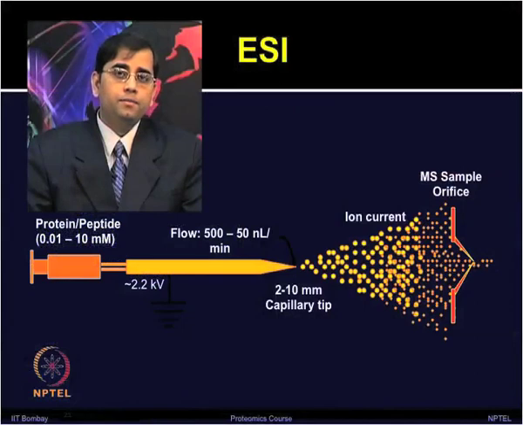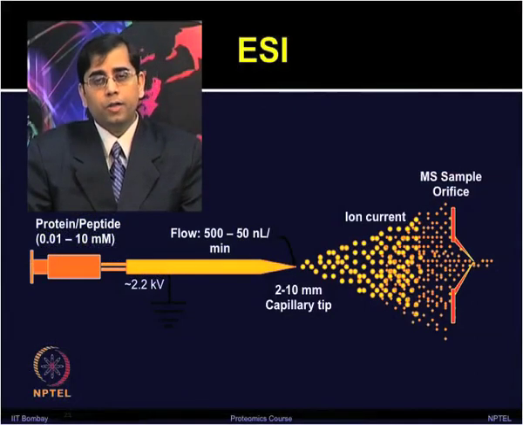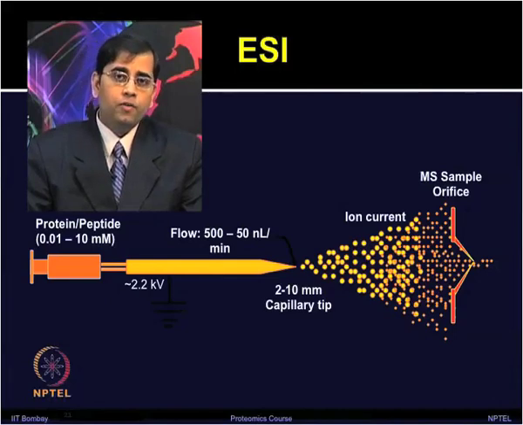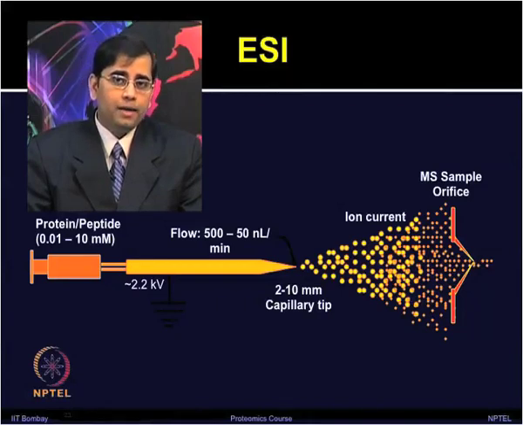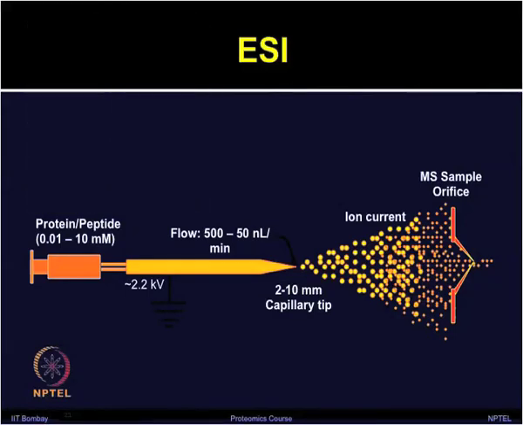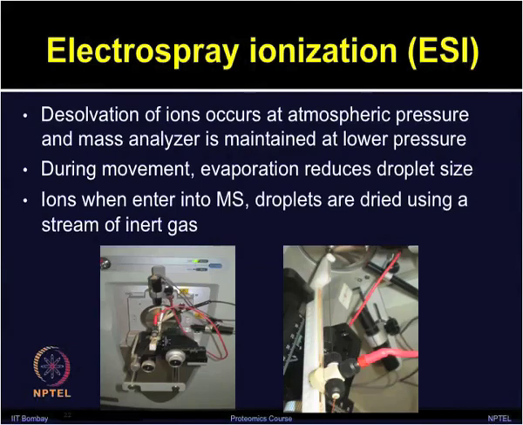Now, here you can get an overview of the process involved in electrospray ionization. Small droplets of solution, which contain the peptide analyte, are generated by the Taylor cone. Protons from the acidic solution give the droplets a positive charge, so that they can move from the needle to the negatively charged instrument. In ESI, the desolvation of ions occurs at atmospheric pressure and the mass analyzer is maintained at a lower pressure, so that ions can be drawn into the MS based on the pressure differential.